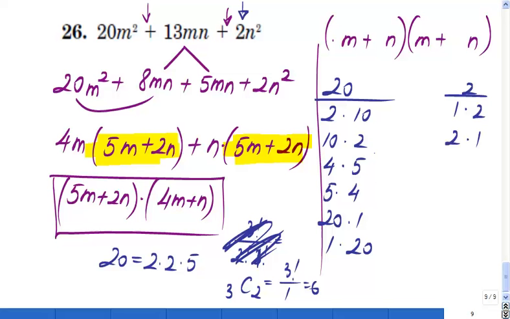Okay, now I'm looking at the possibilities in here, and what do I have? Basically I can go with either one of these two numbers as the first term, and then the other one is going to be the first one over there.